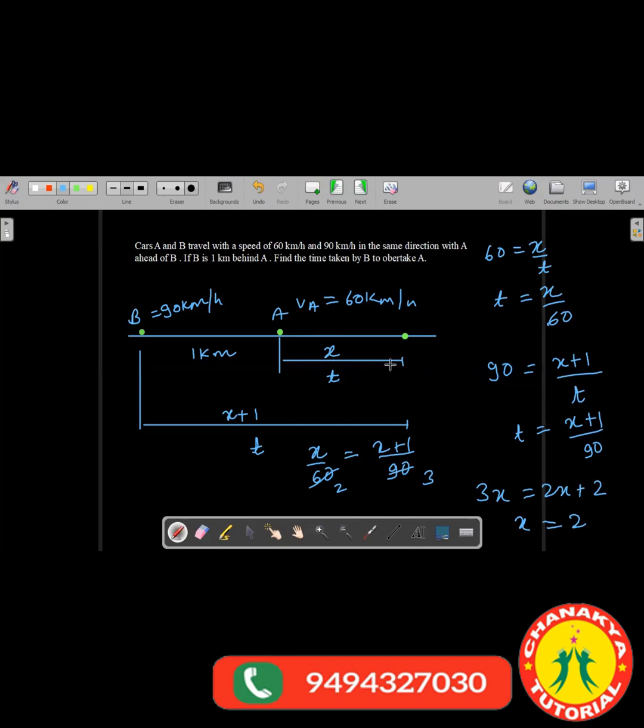Okay. So knowing the value of x, I can get the value of time. So t will be equal to 2 by 60, which is 1 by 30. So this is 1 by 30 hours. And I can convert this 1 by 30 hour to minute. So 1 by 30 multiplied by 60. It will take 2 minutes. Okay. So your answer is B will be able to overtake A in 2 minutes. Got it? Understood this? I think everyone has understood.